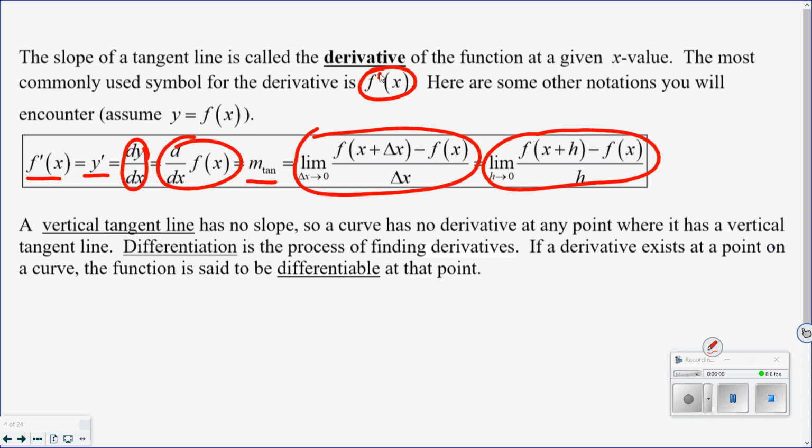A vertical tangent line has no slope, right? If you have a vertical line, it has no slope. So if you have a vertical tangent line, that means at that point it has no slope. That means it does not have a derivative. Differentiation is the process of finding derivatives. If a derivative exists at a point on a curve, the function is said to be differentiable at that point. So again, that's just some vocabulary right there.